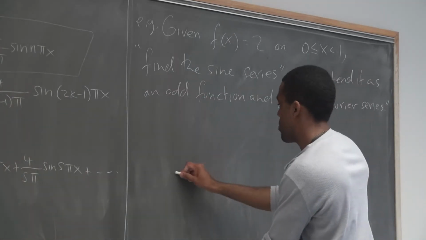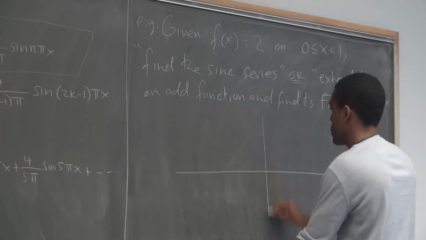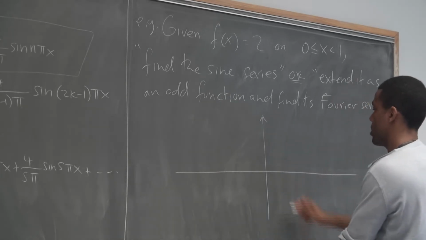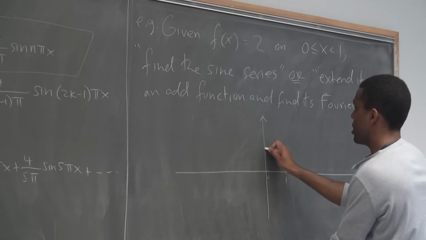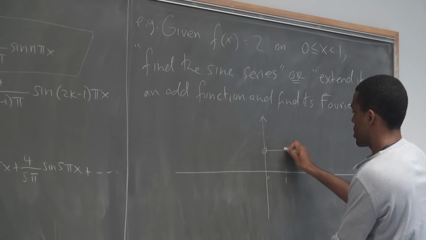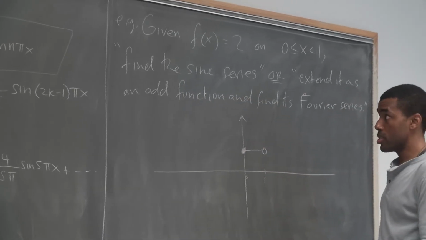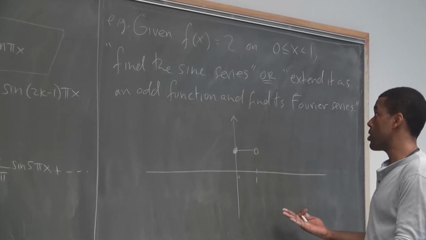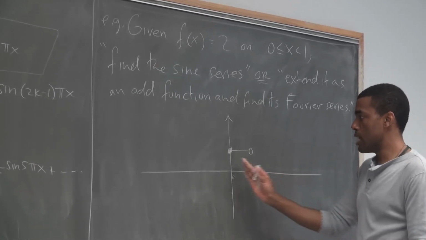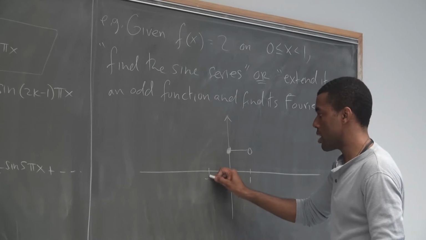So basically what's going to happen is, here's my function. From 0 to 1, it is the function 2. And that's all the information I'm given. So when they say extend it as an odd function, it means how would I extend it? How would it look like on this interval?